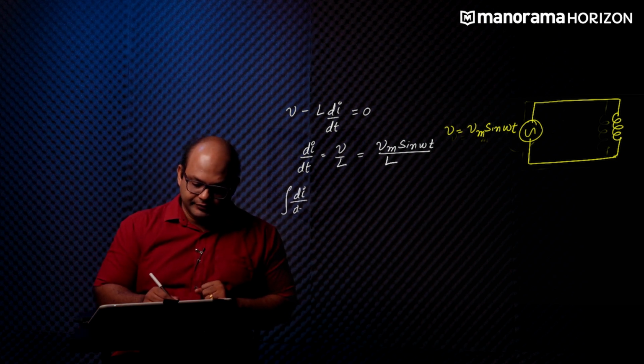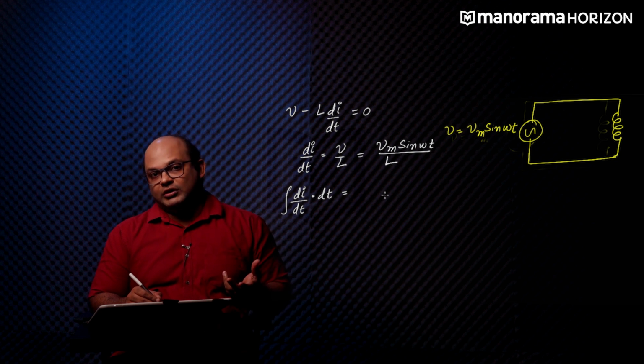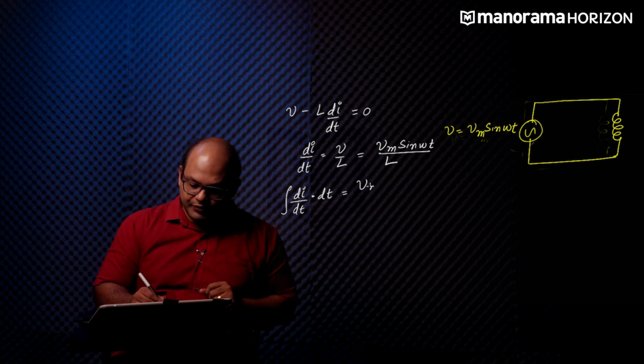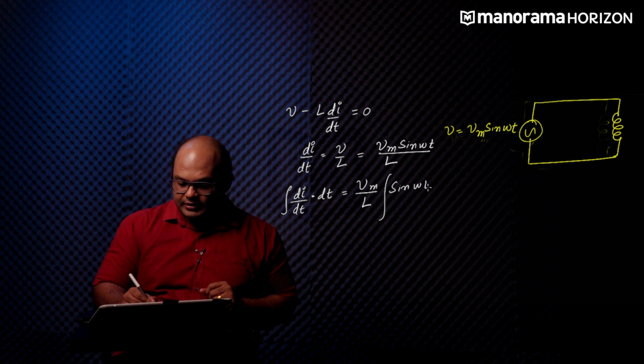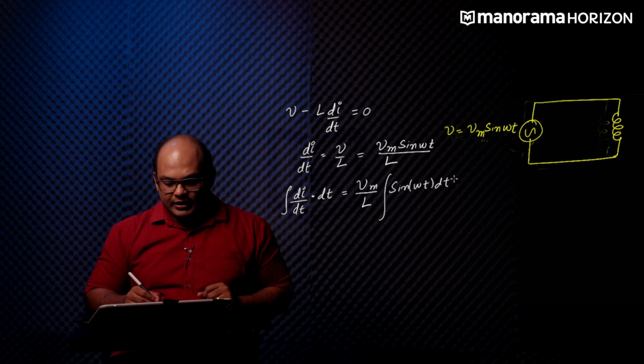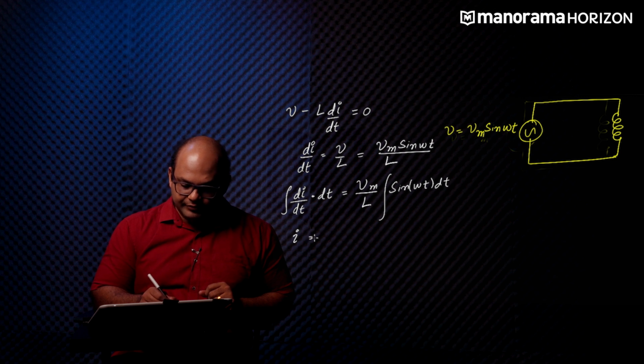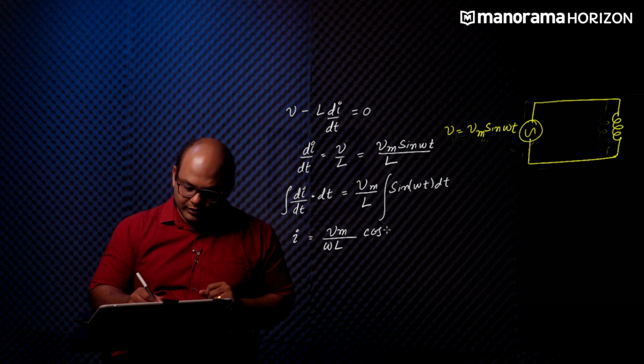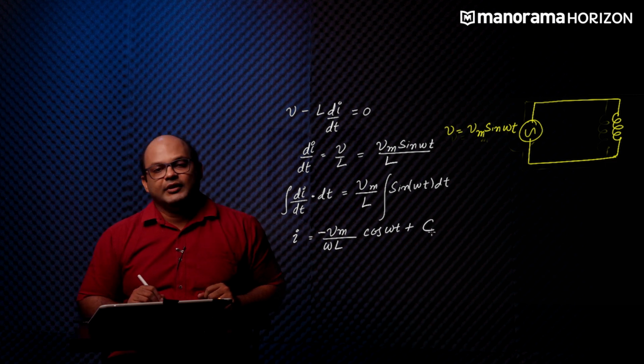So the integral of di by dt is equal to... Vm and L are both constant, so we can take them out. So this becomes Vm divided by L times the integral of sine omega t dt. So here we have I, this is equal to Vm divided by omega L cos omega t, with a negative sign, plus C. Now C is the constant of integration.